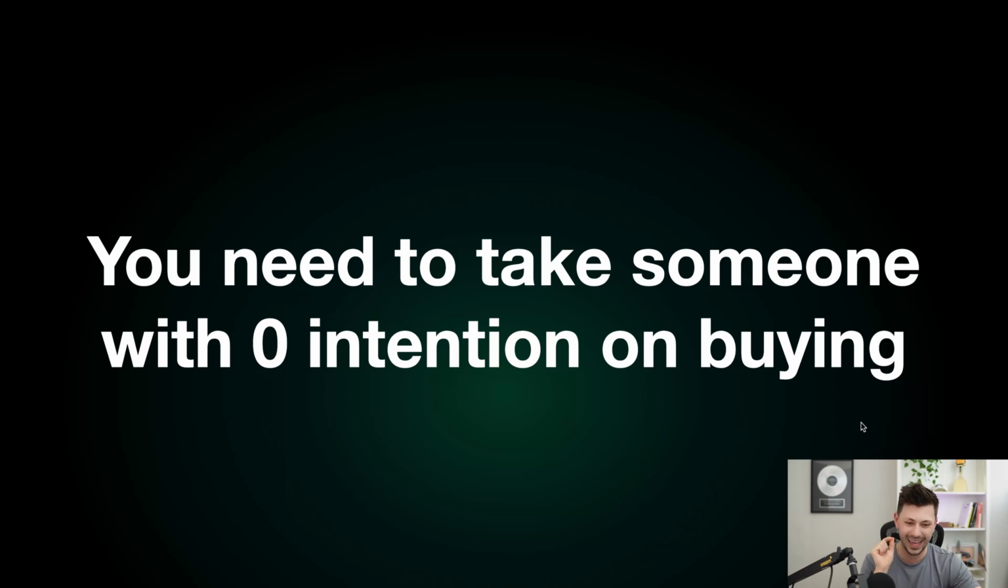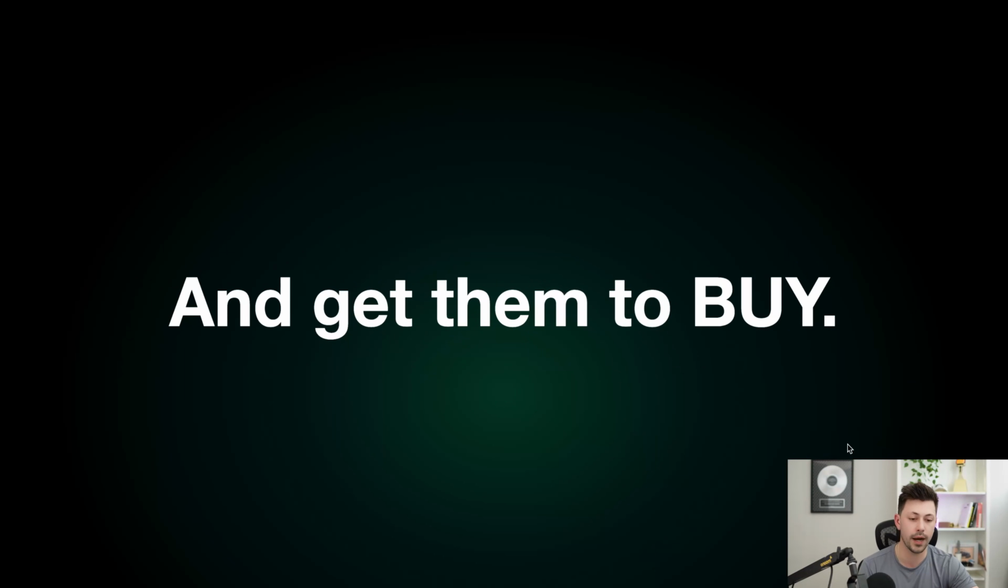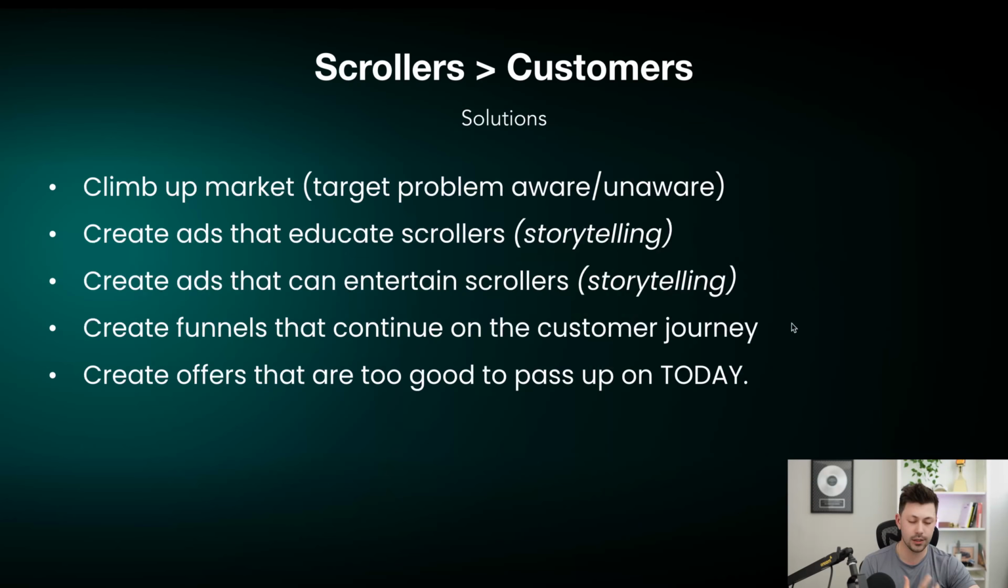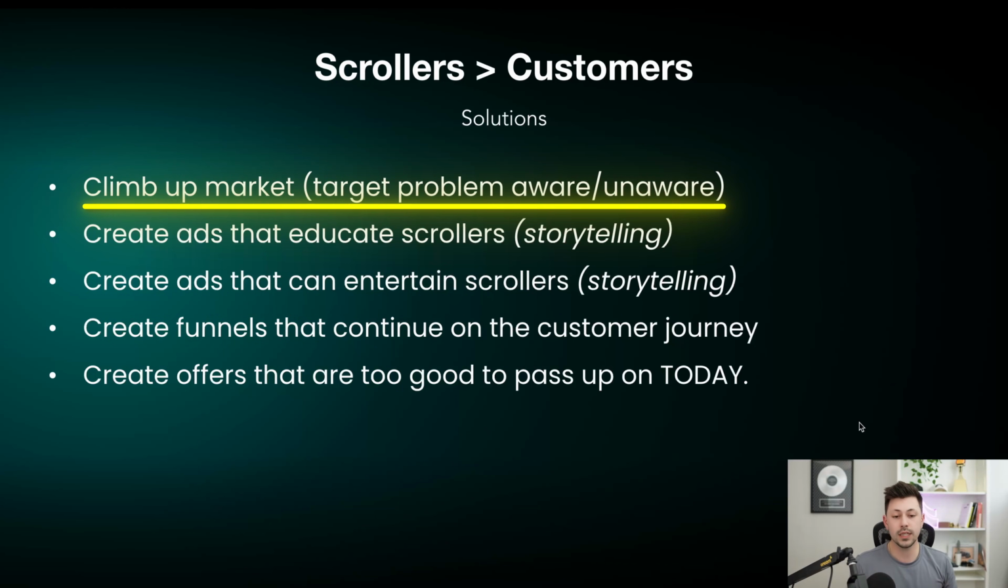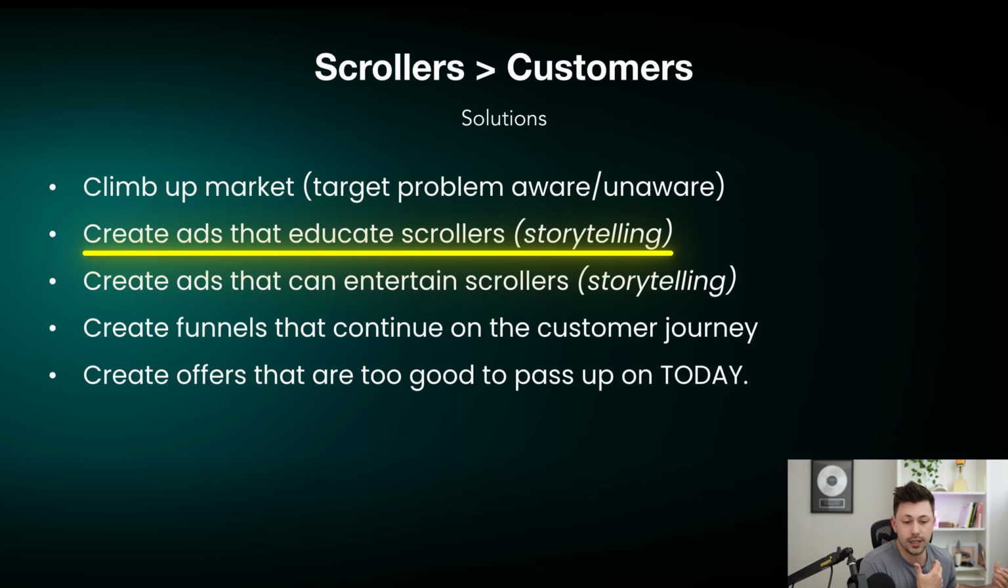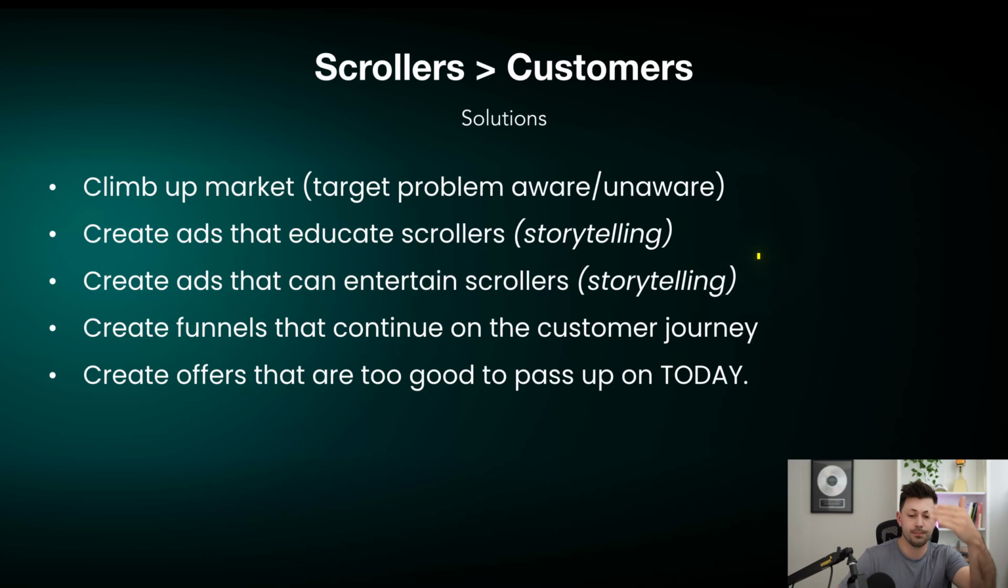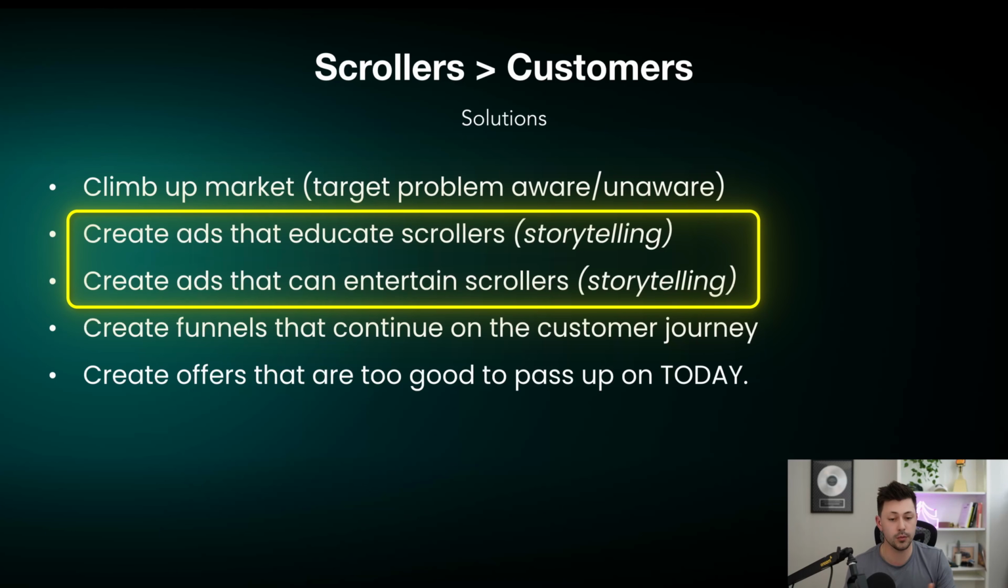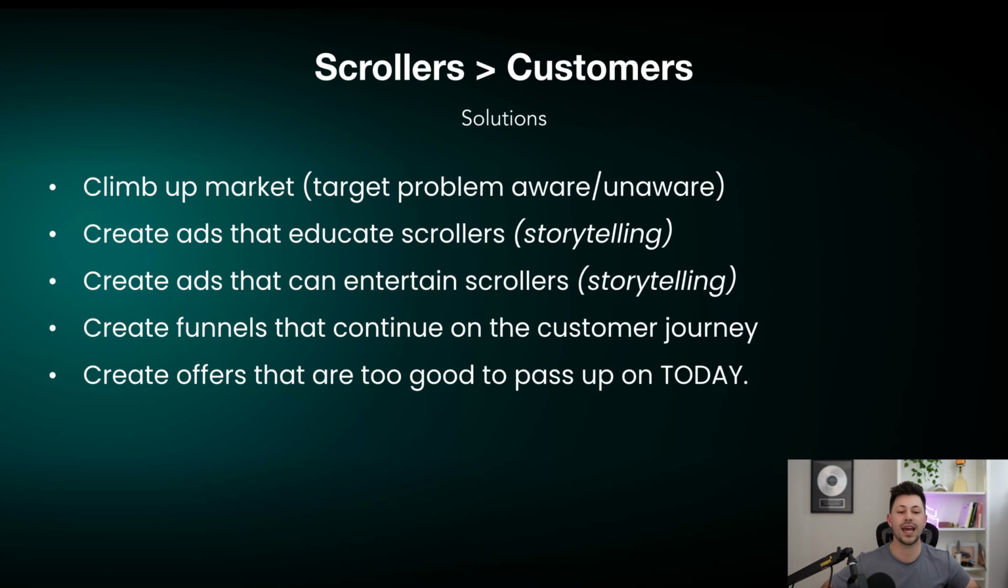Okay. You are then able to take someone with zero intention on buying and getting them to buy, and not just buy in a couple of days, but getting them to buy today. And here's the strategy of how you do that. So the first thing is you need to climb up market. You need to target problem aware or unaware type of people, right? The next thing that you need to do is you need to create ads that educate scrollers. Okay. And you'll notice that point number 3 is basically the same as point number 2, but rather than educate, it's entertain. And the main point of this is you need to get good at storytelling. Okay.